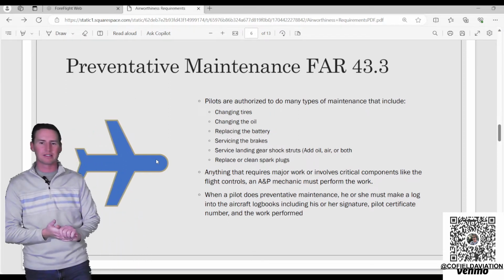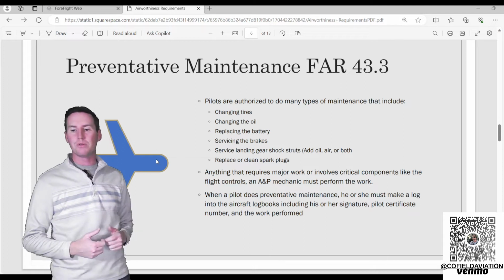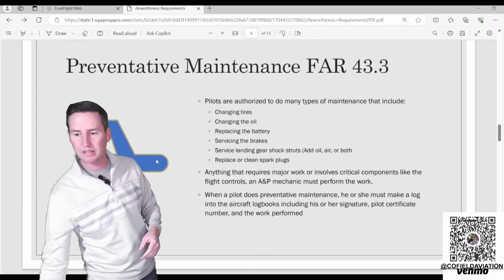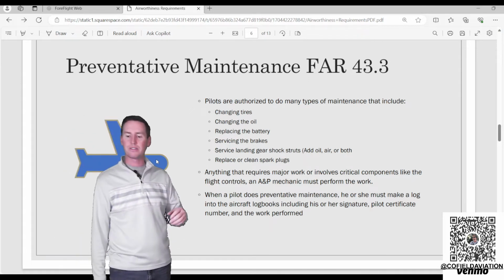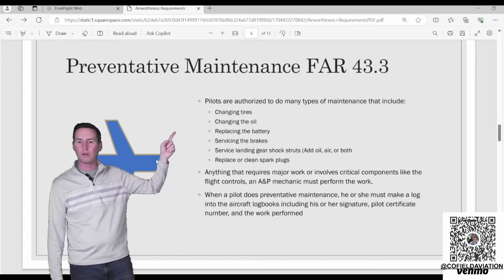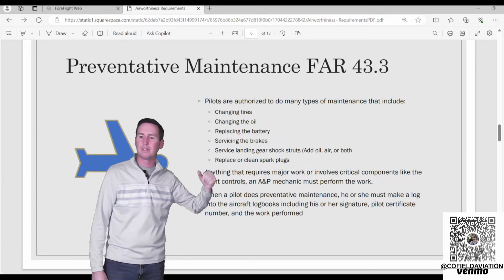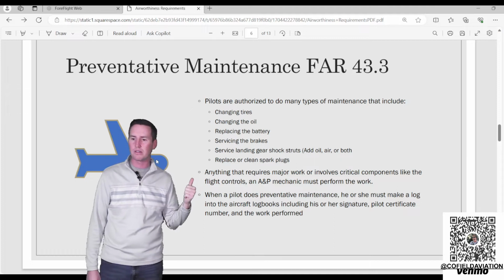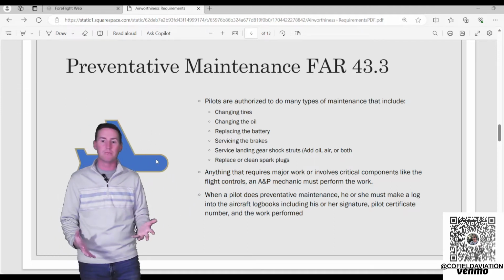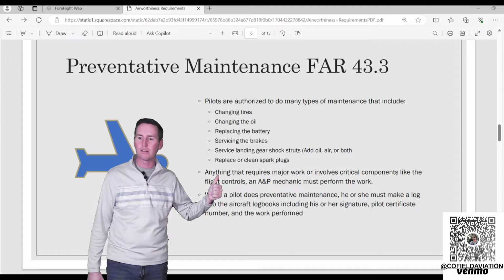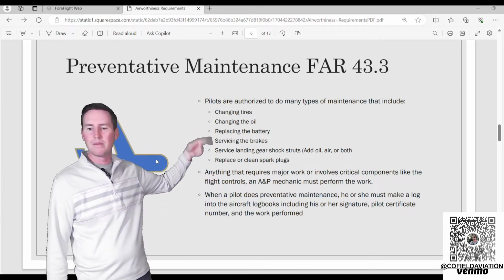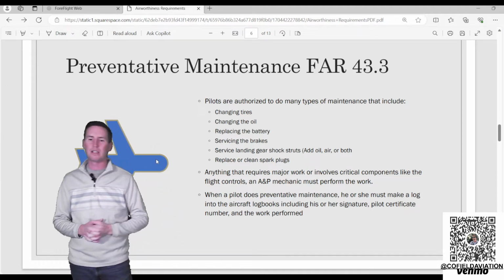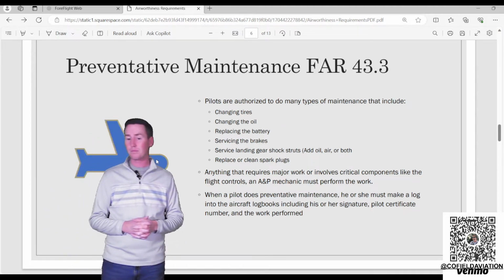43.3 is where this is at. Now, us as pilots, we can do quite a bit of maintenance on these airplanes. Pilots are authorized to do many types: changing the tires, changing the oil, replacing the battery, servicing the brakes, servicing landing gear shock struts. You can add oil or air or both. Replace and clean spark plugs. So there's quite a bit of preventative maintenance that we can do on the aircraft that does not require a mechanic.